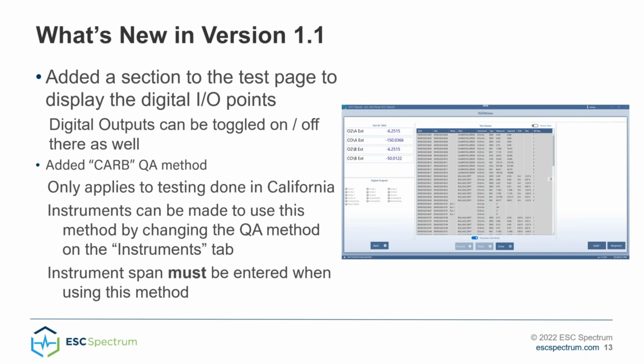We also added a CARB QA method. CARB stands for California Air Resources Board, and as the name implies, it's only done for testing in California. The instruments can be made to use this method by changing the QA method on the Instruments tab, and I'll note that the instrument span must be entered when using this method. So that's pretty much it for the overview. I guess now we can get into the demo of the product itself.